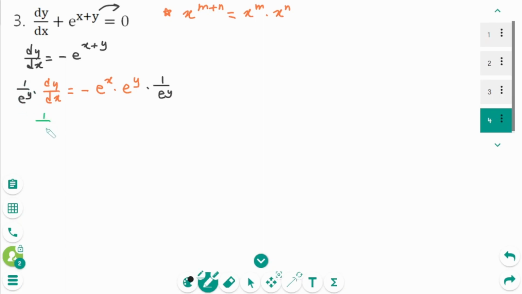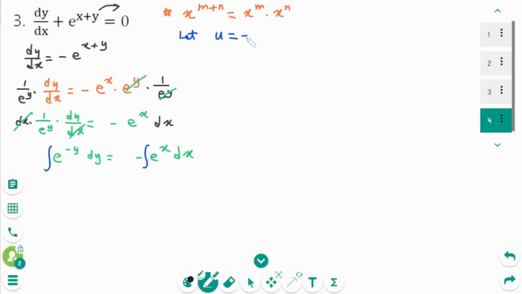This one, 1 over e to the power of y. Then dy dx equals, cancelled, minus e to the power of x. Then times dx on each side. Then dx is cancelled. This one make into the power form, e to the power of minus y dy equals minus e to the power of x dx. Then integrate both sides. Then this one, use substitution.